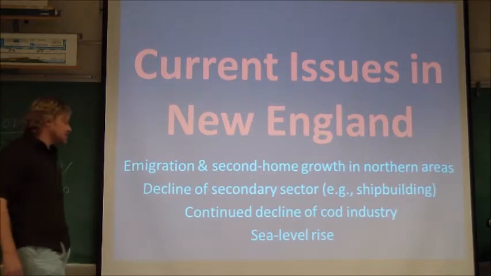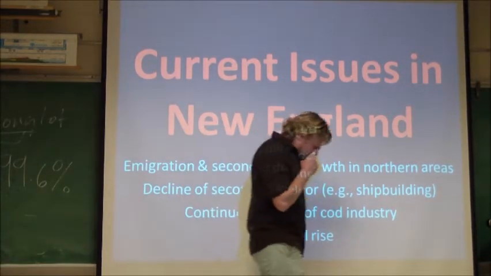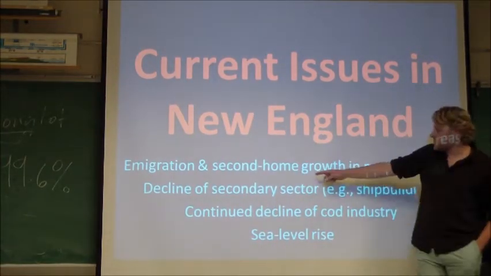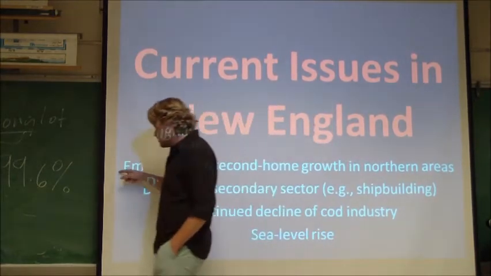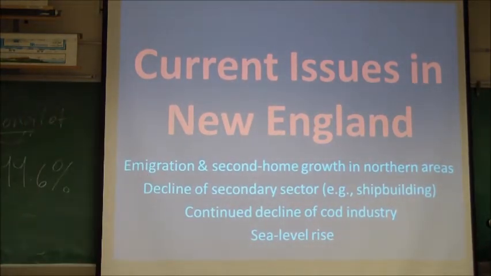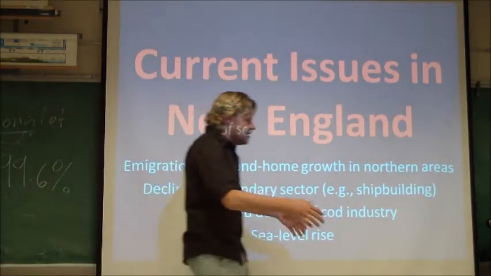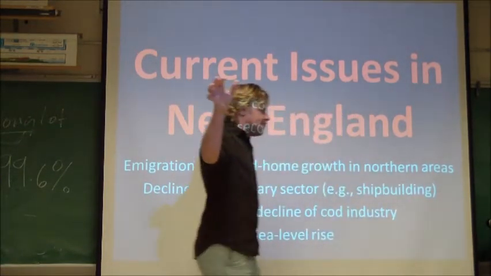Some current issues in New England. All right, so we talked about the immigration. Emigration with an E means people are leaving, exit. So I wasn't around when geographers started making up terms. But immigration with an I means people coming in. Emigration with an E means people taking off, people leaving.